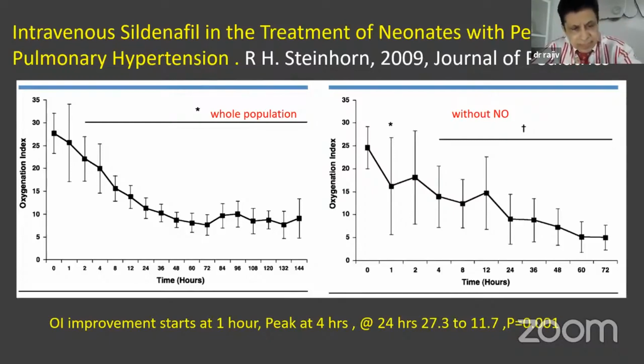And that worked in a situation when they used it without iNO, it worked very well. But a caution to all my colleagues in low middle income countries, please don't use it casually, because it has a tremendous potential for hypotension and the whole PPHN balance will be flip-flopped. Next slide.